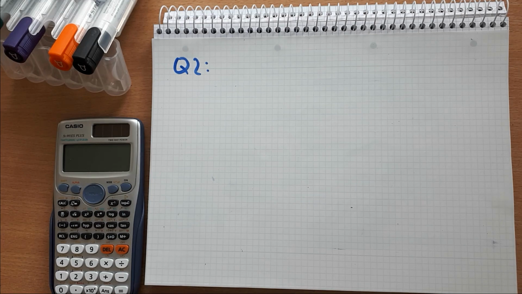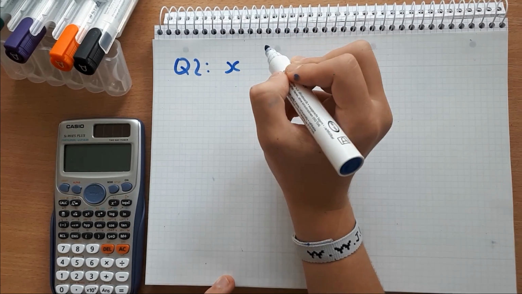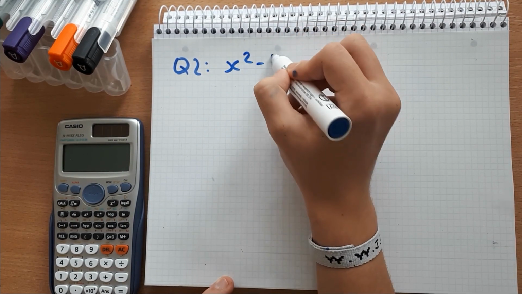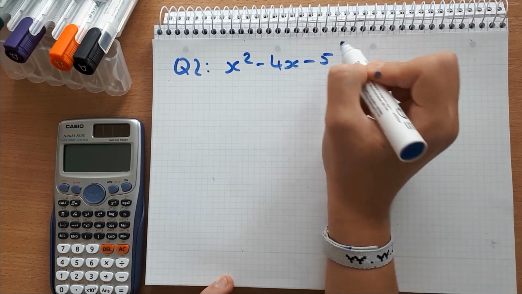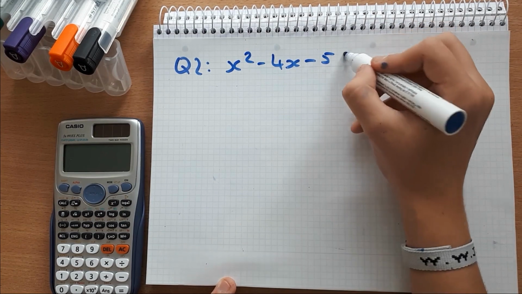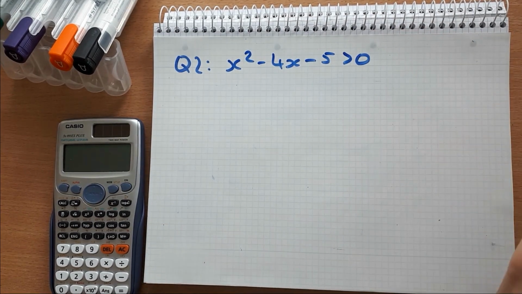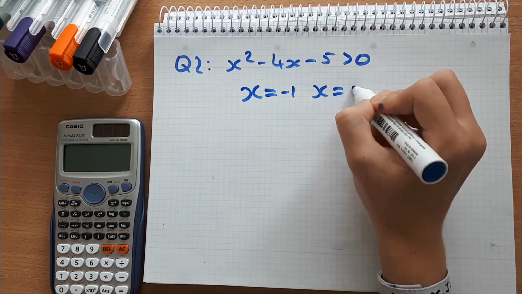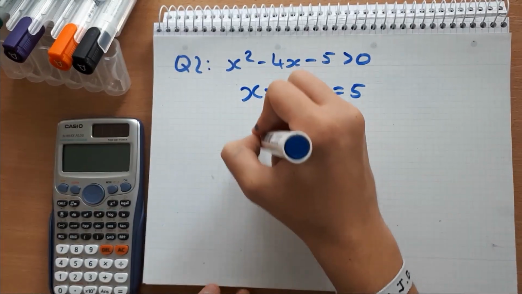Question 2 is actually the same equation. Is it? Yeah, it is. x squared minus 4x minus 5. But this time, we're looking for whenever it is greater than 0. So we solve and we get x equals -1, x equals 5. And we draw our graph. I'm going to do it this way this time.